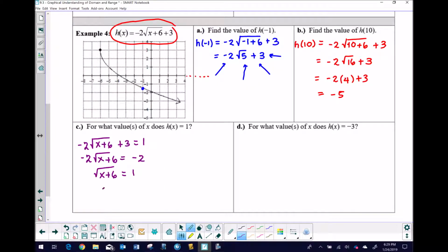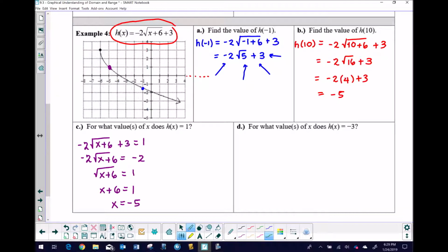Now, to solve an equation with a square root, we would square both sides. The square of 1 is still 1. And then when we solve, we would subtract 6 over and get negative 5. Now what that means is the x value of negative 5 would have a y value of 1, and lo and behold, from the graph, you can see that that is indeed true.